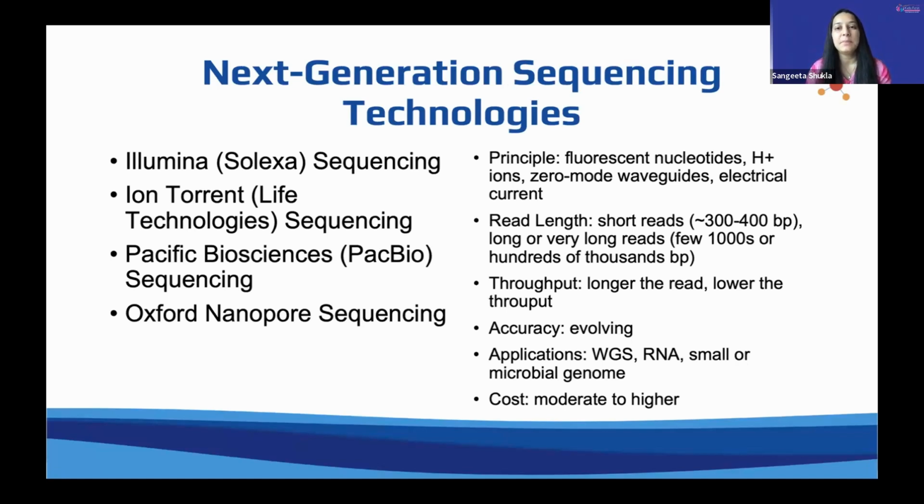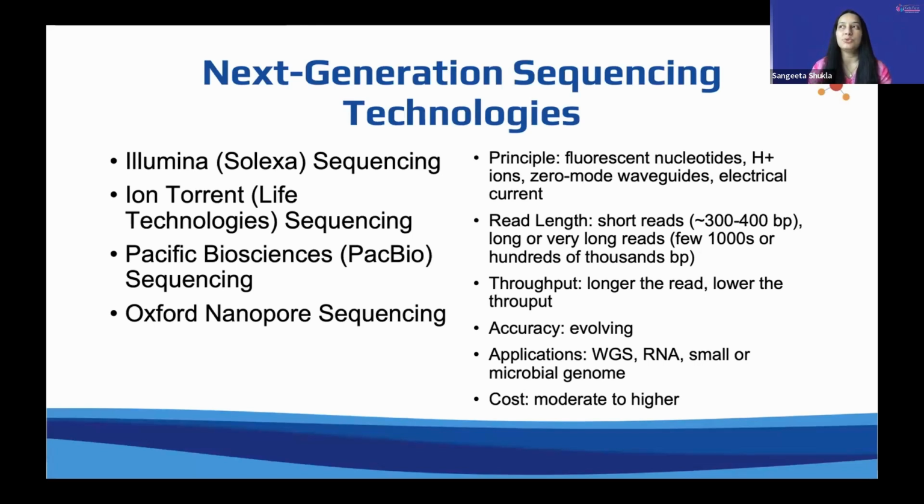These principles may differ in the sense that some of these instruments may use fluorescent nucleotides to tag the nucleotides ATGC or AUGC with a fluorescent dye, and that's how they allow the reading of those nucleotides so that we can understand what the sequence of the DNA or RNA may be. Another technology uses hydrogen ions, H plus ions, to basically understand the chemical composition of the nucleotide that the instrument is trying to sequence.